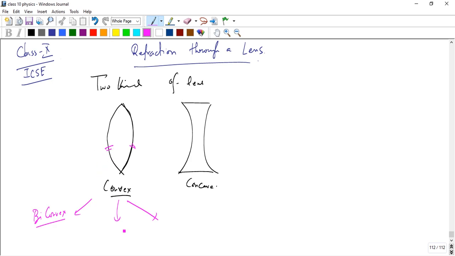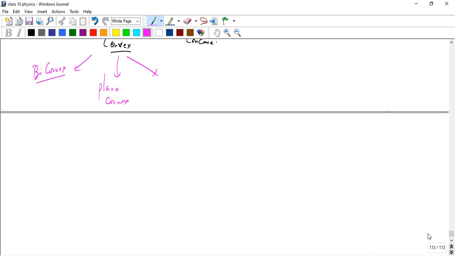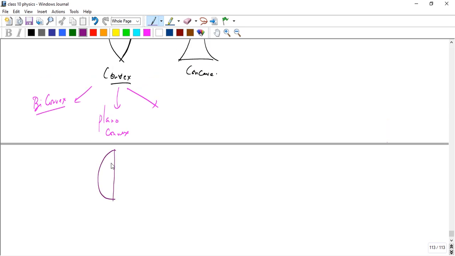Another is called plano-convex, and plano-convex looks like this. One side is curved and the other side is a plane. The third is called concavo-convex. It looks like this. One side is more curved, the other is less curved than the previous.